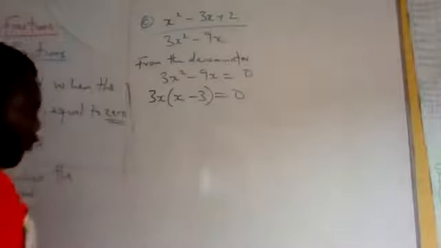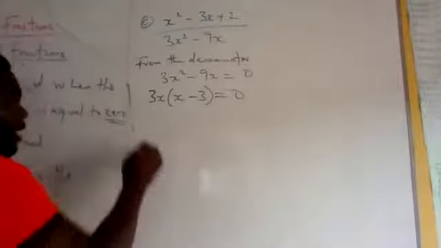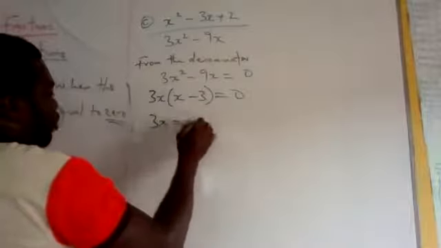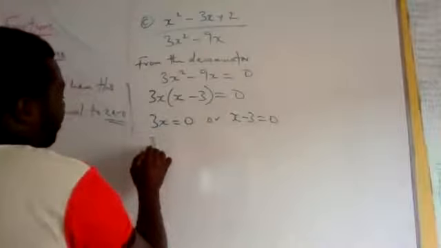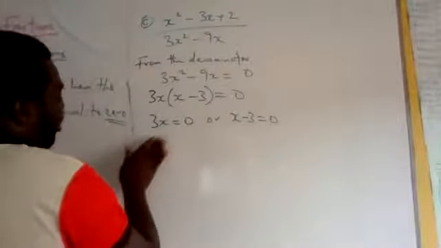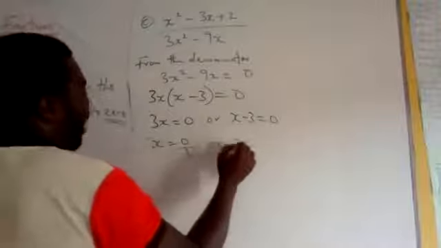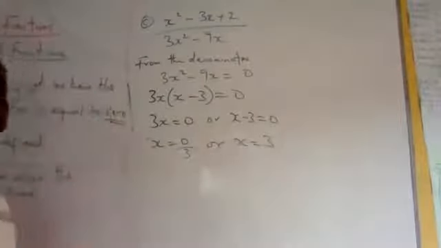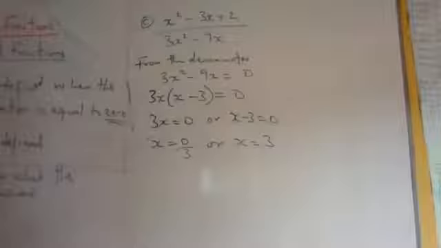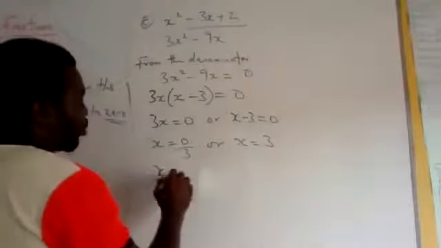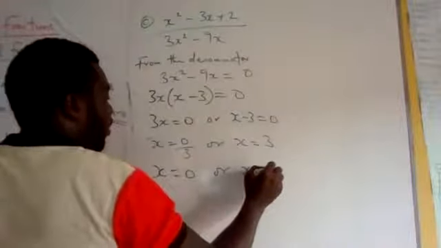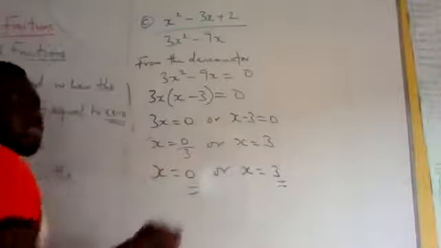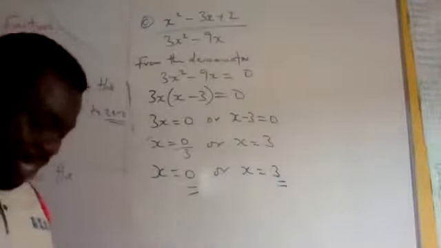So what do we do? We now separate. We say that 3x is equal to 0 or x minus 3 is equal to 0. So x is equal to 0 divided by 3, or x is equal to 3. Very simple. So x is equal to 0, or x is equal to 3. That's just it. If you check it, you still discover that your answer is correct.